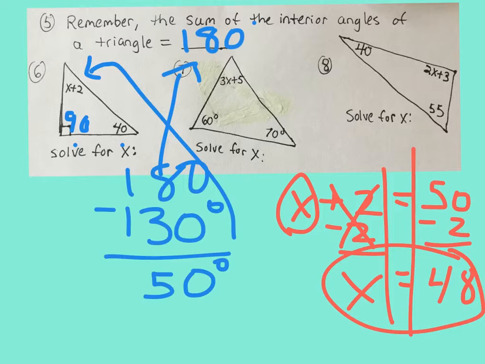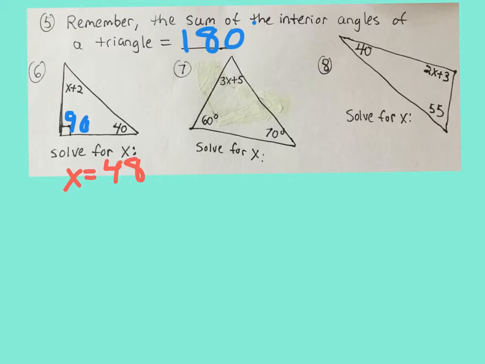So if we plug that back in to our missing angle, 48 is x, so x plus 2 is 50, and that's what we decided that angle would have to be. So we solved for x, and it was 48 degrees. Question 7, we're going to solve the same way. We are looking at the triangle.